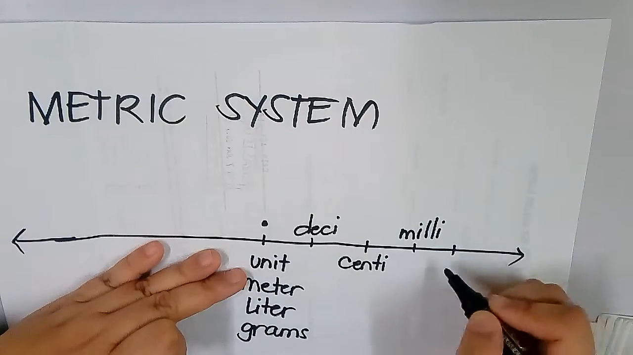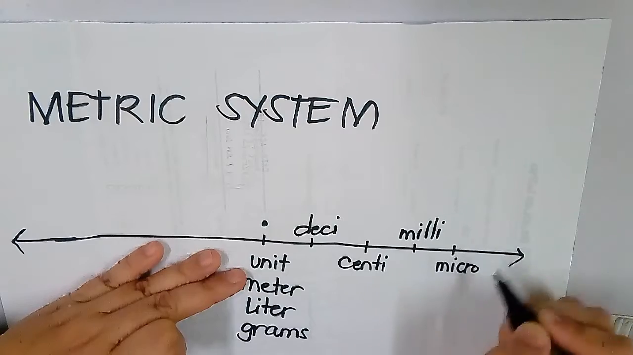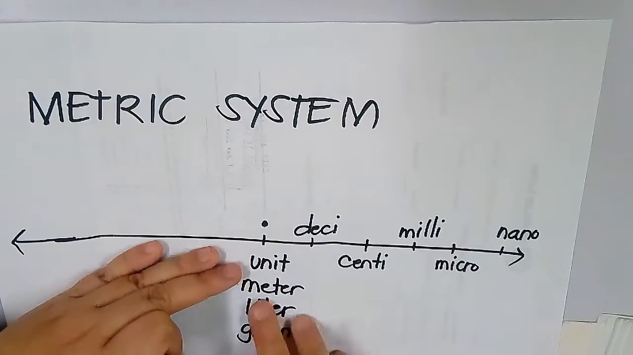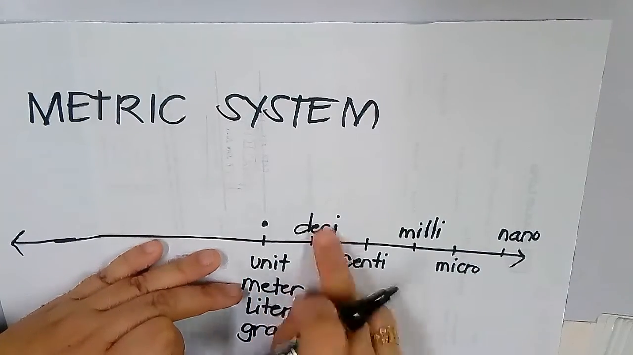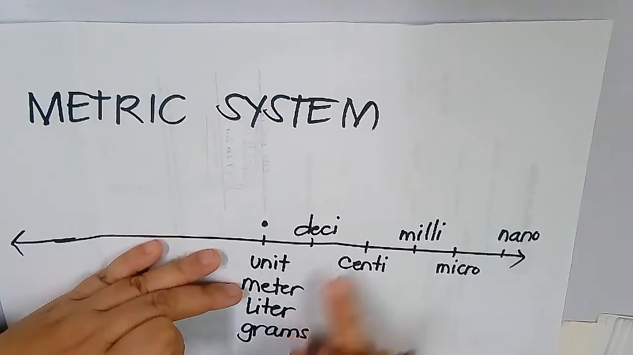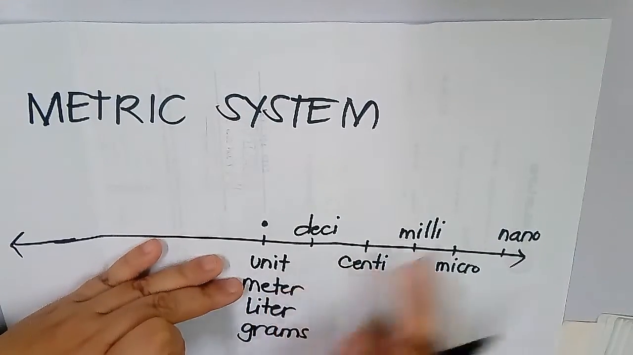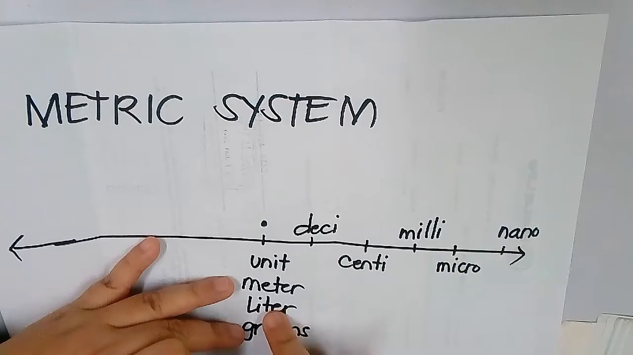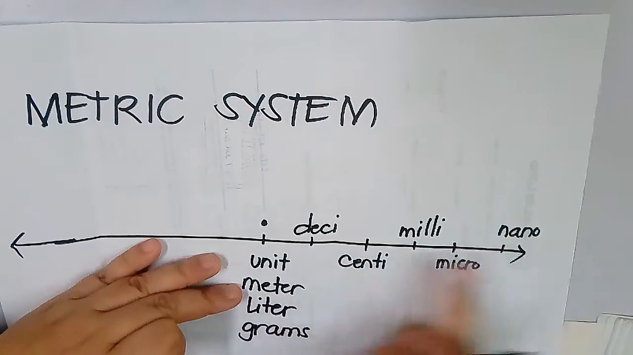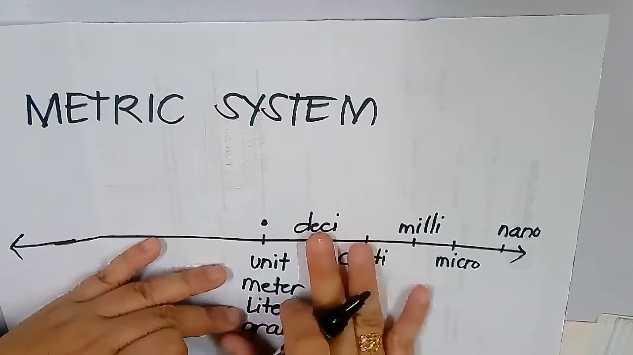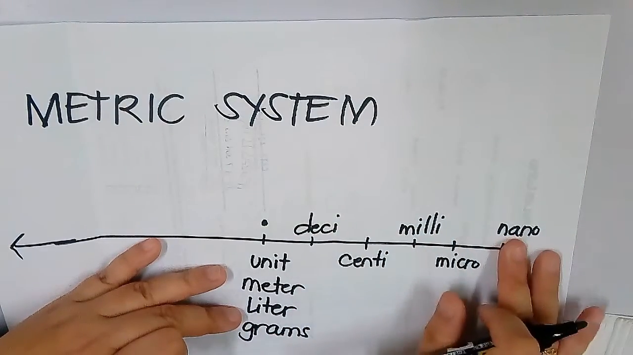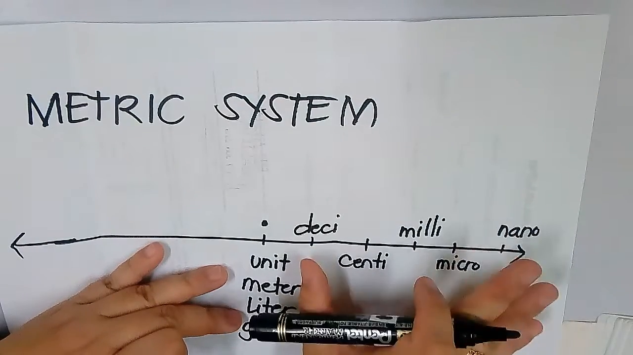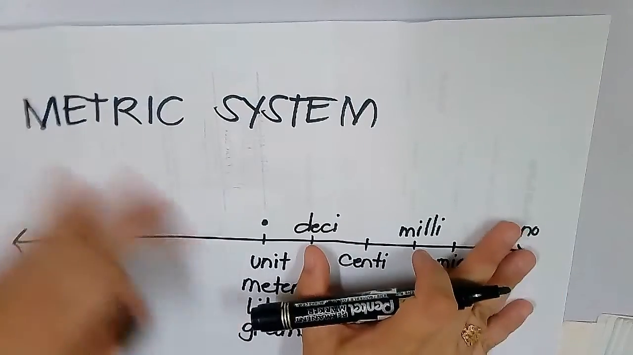Okay. Another 10, this is micro. And the next one is nano. Okay? All of those can become decimeter, deciliter, decigram, centigram, centiliter, centimeter, millimeter, milliliter, milligrams, microgram, microliter, micrometer, nanometer, nanoliter, nanograms. There are many more to go through. And this is where we use scientific notation. That is why we have the metric system.